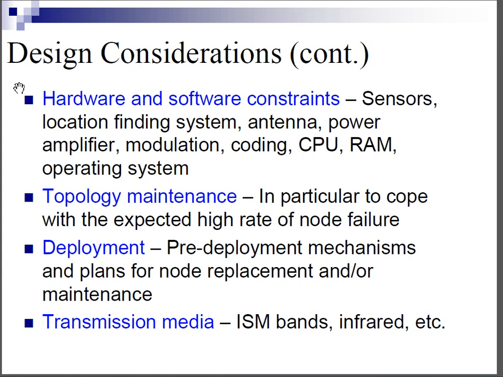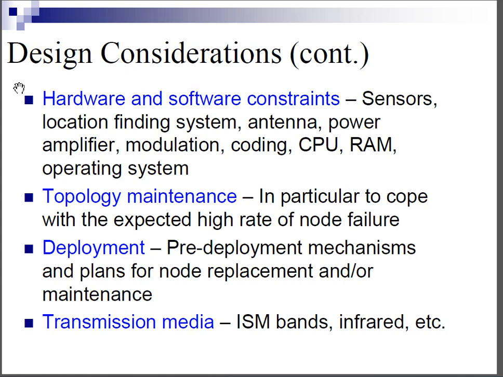You must take into consideration the hardware and software constraints: the sensor's location finding system, the antenna, the power amplifier, modulation, coding, CPU, RAM, operating system. Everything you are going to put in a very small device. You should consider that as well. So when you design, you should design hardware suitable for the sensor. On top of that, you are going to have an operating system as well. So that is about the software constraint.